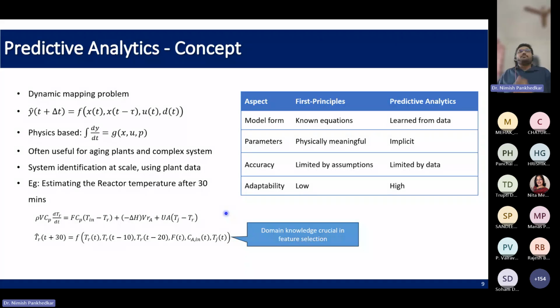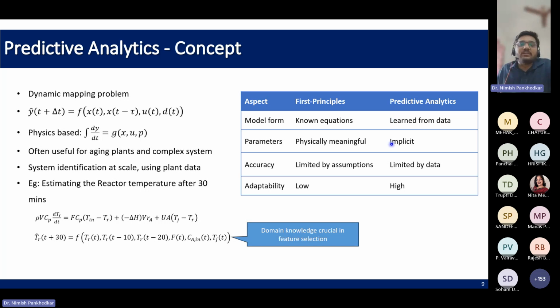So if I have to broadly differentiate between the first principles and the methodologies used in predictive analytics, predictive analytics has been hijacked by data science. Although you can do a prediction based on first principles also, it is nowadays mostly coupled with the data science notions only. So the model form in first principle, you can have known equations and physically meaningful equations. But in case of data-based models, you might have to learn from the data, look at the historical pattern, look at the trend, and then predict what might happen in the future.